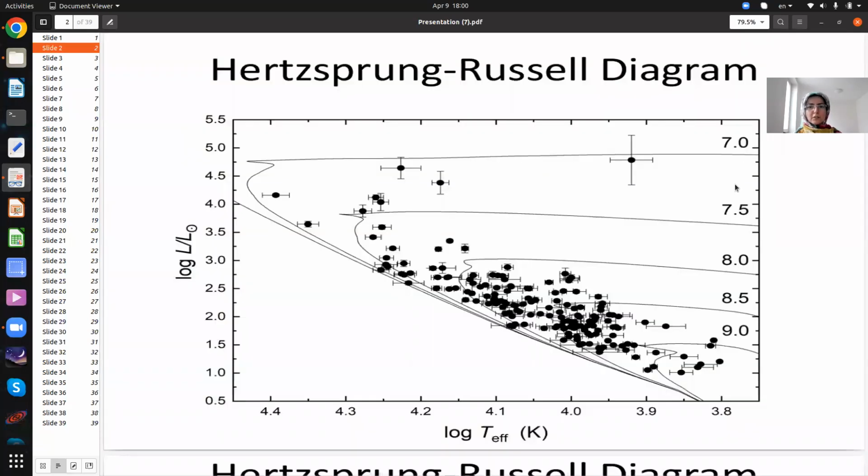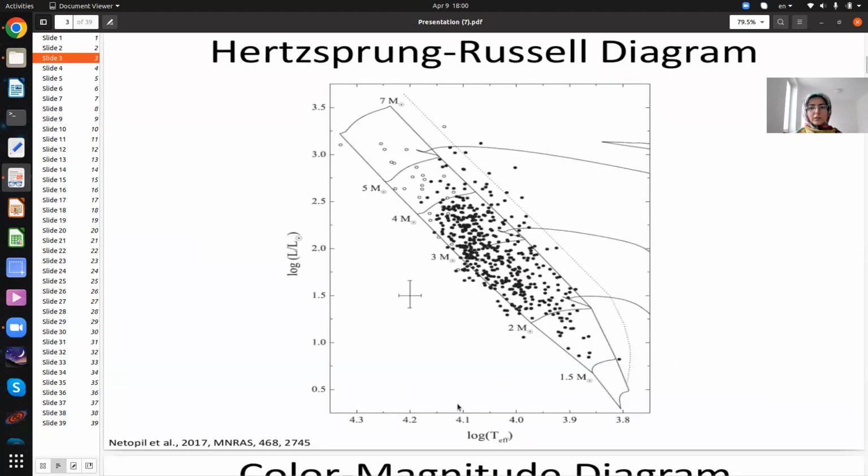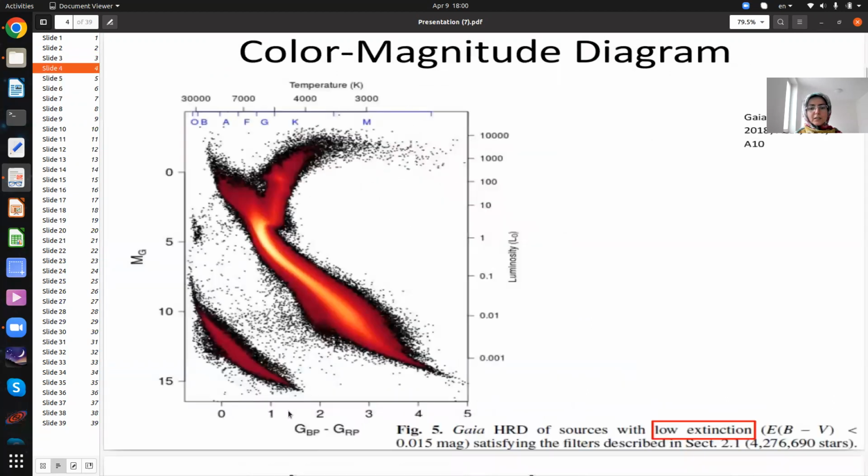We have different kinds of HR diagram, or Hertzsprung-Russell diagram. We have two kinds of them. For example, log g on the x-axis and log luminosity on the y-axis, or the temperature-luminosity diagram, with T effective and luminosity. And the other is the color-magnitude diagram, with color on the x-axis and absolute magnitude on the y-axis.